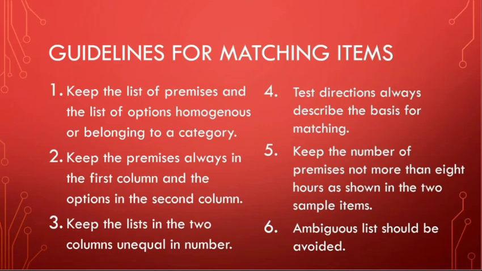Lastly, ambiguous lists should be avoided. And obviously, in terms of ambiguity, in terms of word selection and vocabulary, all of the test types should be a special consideration. Okay, no test type is exempted or excluded when it comes to this guideline number 6. We need to make sure that we keep it short, simple, and easily comprehensible to our learners. So these are the guidelines for matching items.